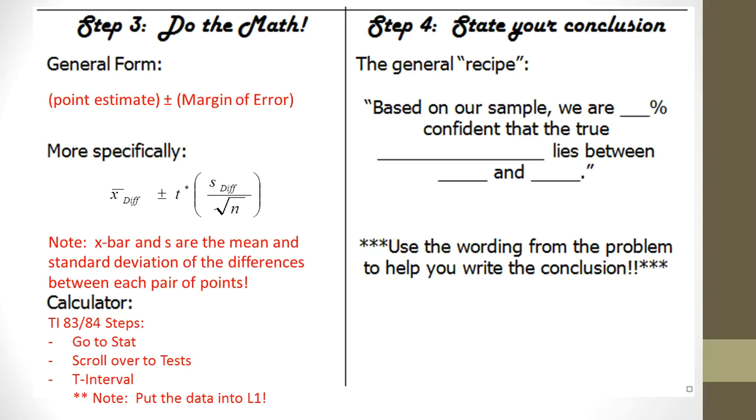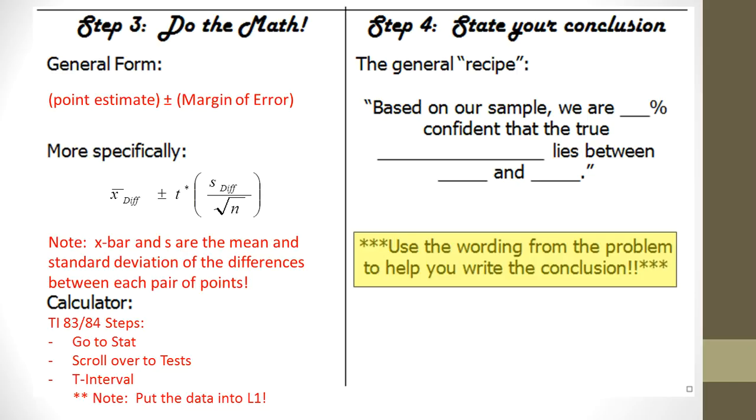Step 4 stays the same no matter what interval we are working with. Based on our sample, we are blank % confident that the true mean difference in whatever lies between those 2 values. Highly recommend that you use the wording from the problem to help you write your conclusion. That will make sure that you don't leave out any words or change the meaning.